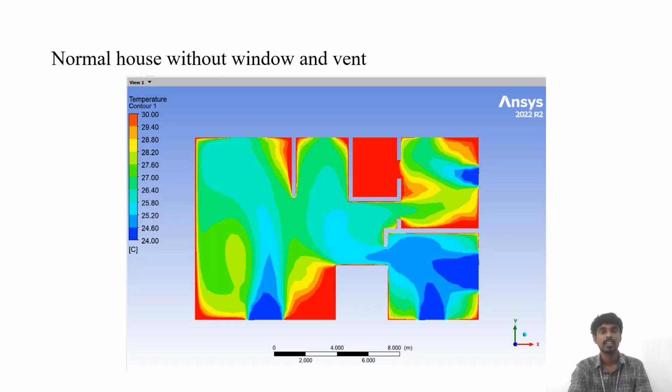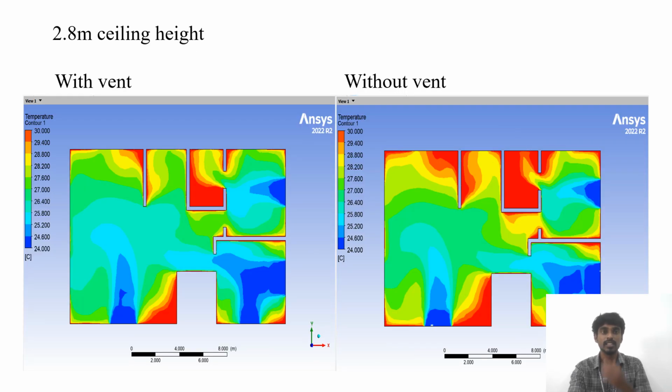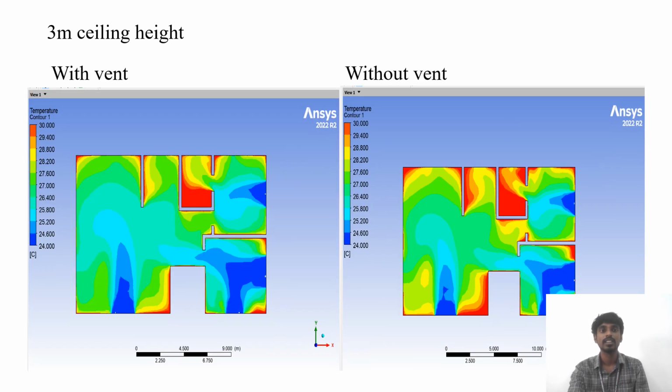So here we are at the test results. Let me explain every test result individually. You can see this is the temperature contour of the simulation of the residential building we have designed. This is for a 2.8 meter ceiling height. This is for a 3 meter ceiling height, which we have done with and without vents. In the tabular column, we have explained it very clearly.